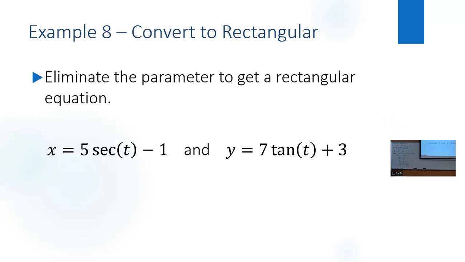I want you to try this parametric to rectangular substitution on your own. X equals 5 secant of t minus 1, and y equals 7 tangent of t plus 3.